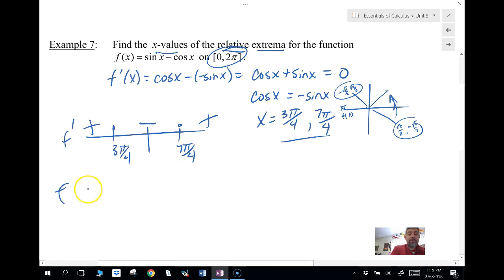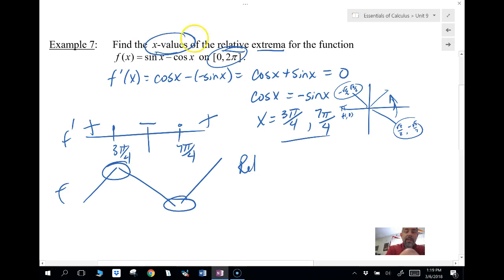So that's going to give me f. This is f prime. F is going to increase, decrease, and increase. So I have a relative max there and a relative min there. So I have to figure out what those values are. So my relative, oh, it says x values. Good. So relative max at x equals 3 pi over 4. And relative min at x equals 7 pi over 4.